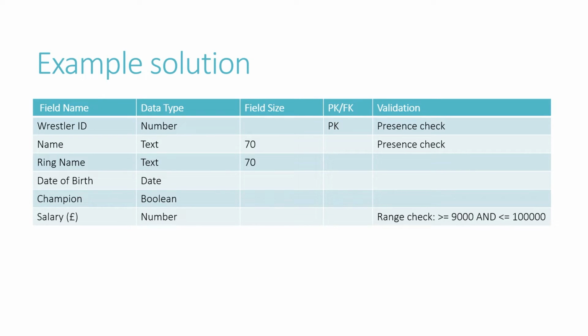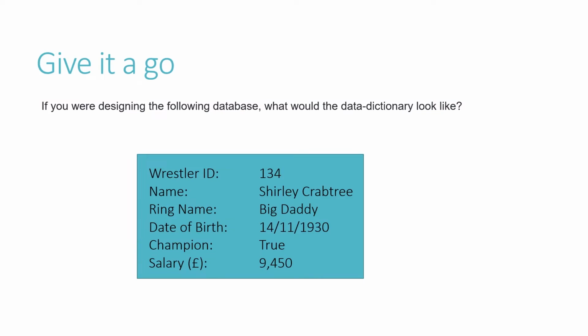This is what I came up with. This is an example solution, but you could have come up with other validations especially and field sizes. But the field names are quite obvious. If we go back to the example, you can see that we've got the field names down the left-hand side. We've got wrestler ID, name, ring name, date of birth, champion, and salary. And you can kind of get a feel, or you can assume what the data types are based on the data that is given here.